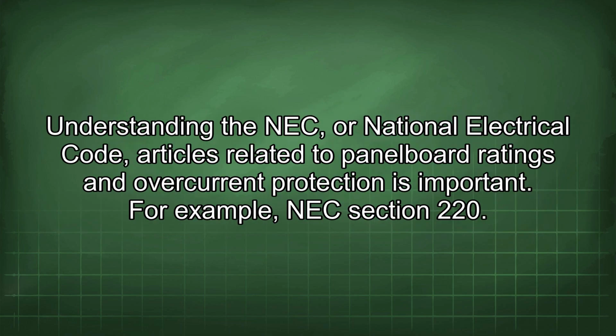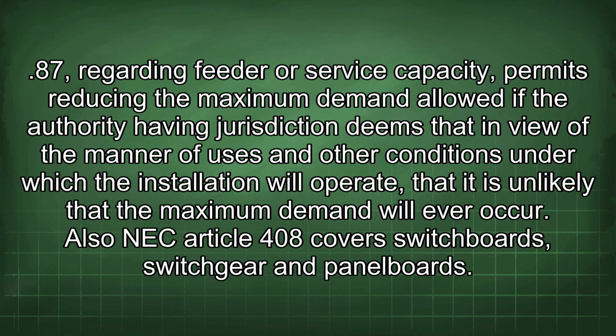Understanding the NEC, or National Electrical Code, articles related to panel board ratings and overcurrent protection is important. For example, NEC Section 220.87 regarding feeder or service capacity permits reducing the maximum demand allowed if the authority having jurisdiction deems that, in view of the manner of use and other conditions under which the installation will operate, it is unlikely that the maximum demand will ever occur.